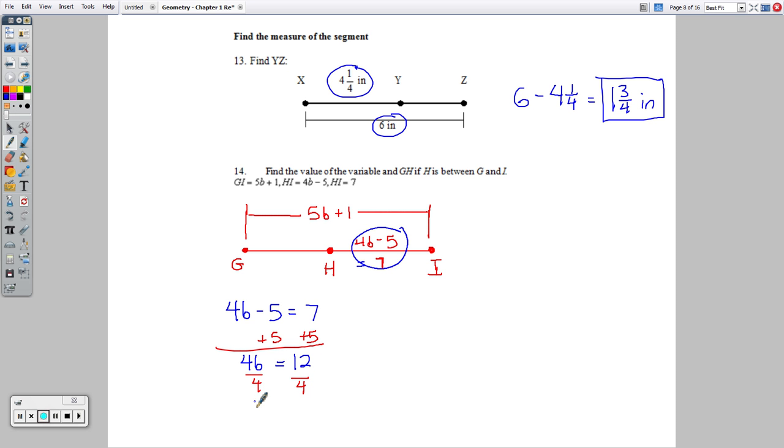From there, I can then plug in 3 in for b right there. So if this is true, I'm going to plug that in for b and get 5 times 3 plus 1. That's what GI is. And so that would be 15 plus 1, which equals 16.